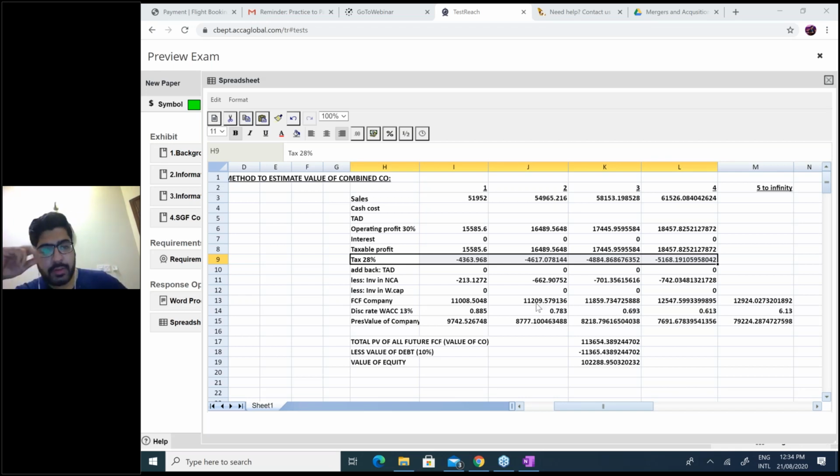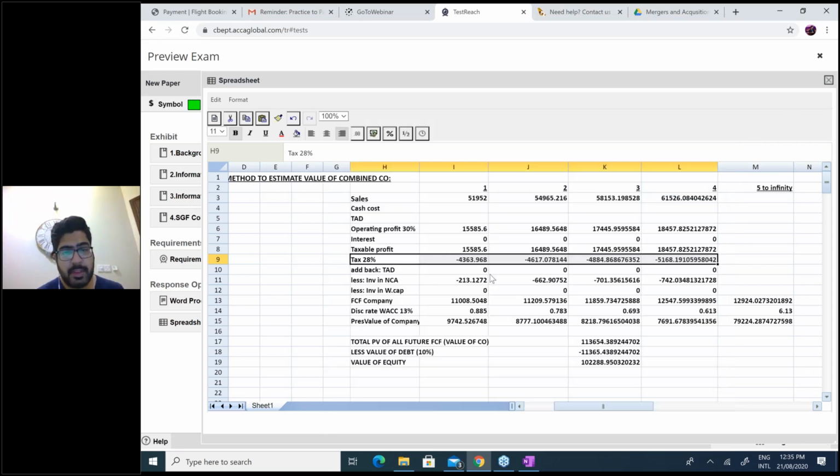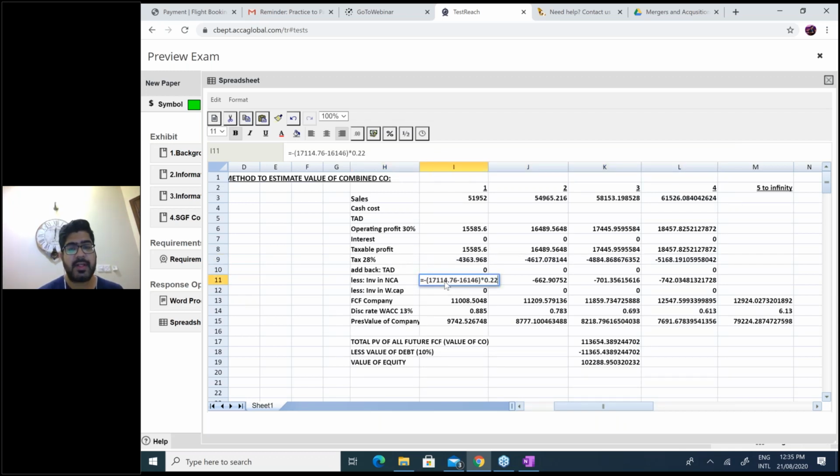Okay, now on taxable profit, we paid tax. Now after tax, it's TAD and working capital. So you can see in the formula, the information about the combined company: there was no information about TAD and working capital, so we assume it's the same. That's 0, 0. Investment in NCA. How do we get investment in NCA?